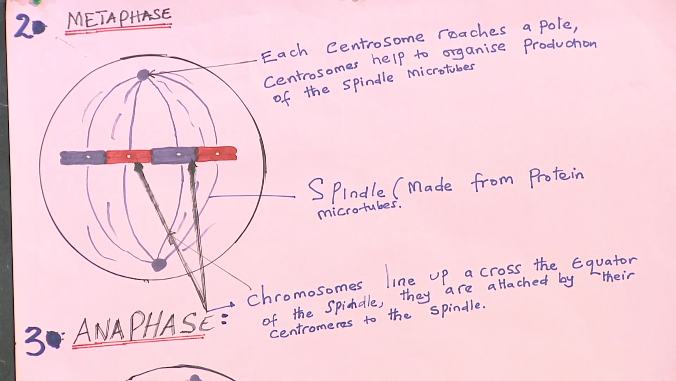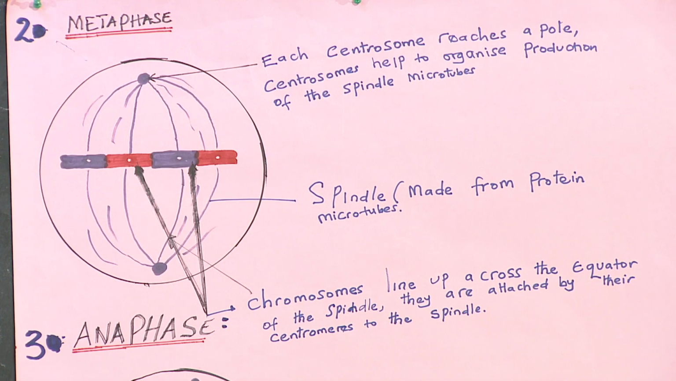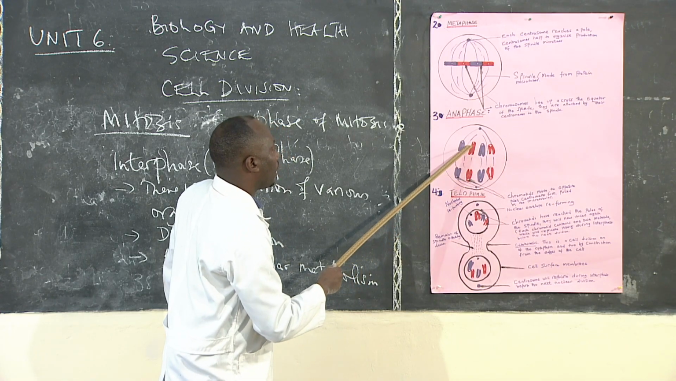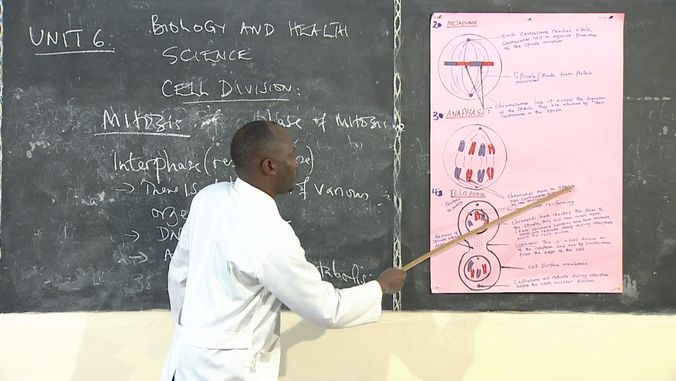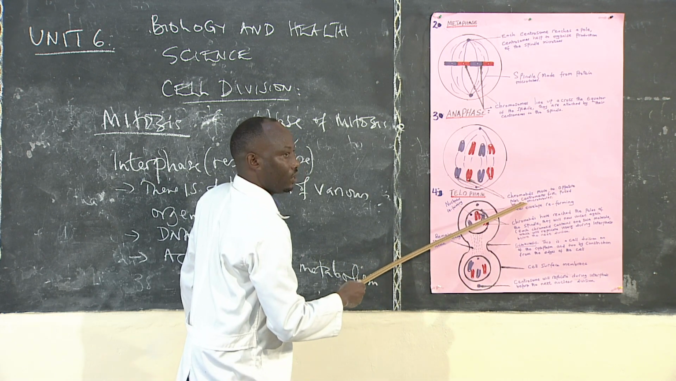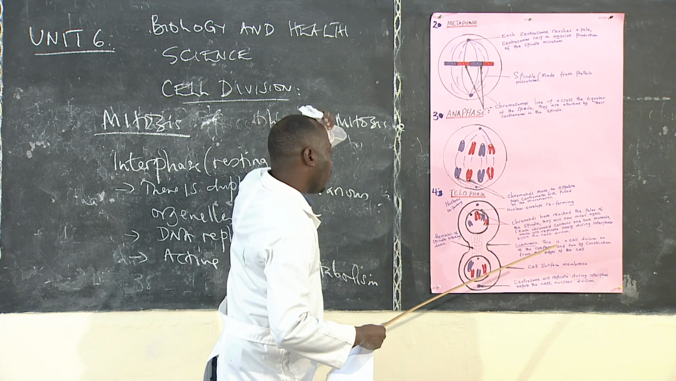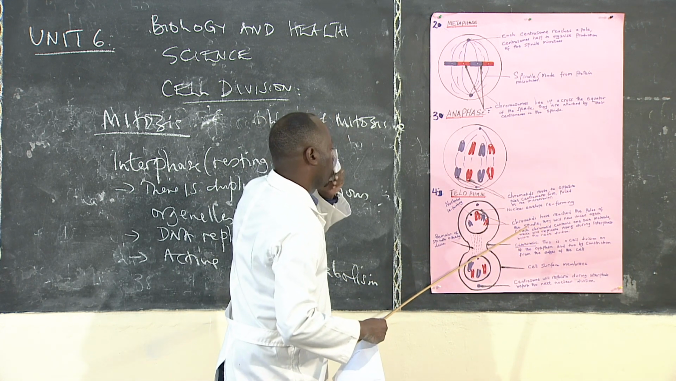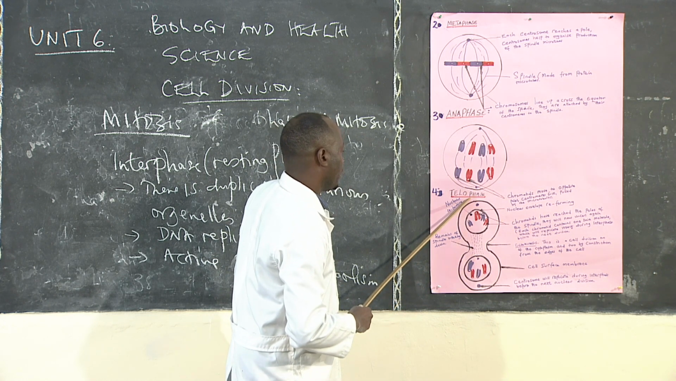You can see these are called chromatids, or sometimes they are called chromosomes now. They are no longer called chromatids, they are called chromosomes. As you can see, the chromatids move to the opposite poles, and the centromeres first pull the microtubules. Now we are coming to the end, to the telophase stage.